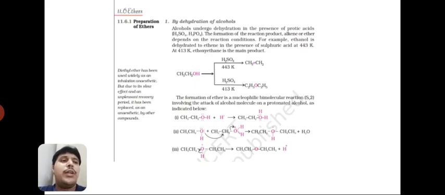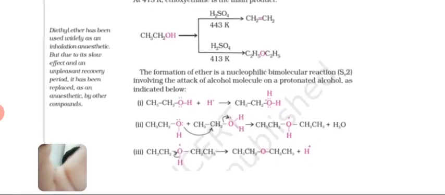But the point is of temperature. If we proceed with this particular process at 443 Kelvin, then ethanol gives ethene, or alcohol gives alkene. But when ethanol reacts at 413 Kelvin, then ethoxyethane is formed as the main product. So just by changing the temperature, in one condition ethanol gives ethene, in another condition ethanol gives ethoxyethane. Now I want to discuss the mechanism of this formation of ethoxyethane from ethanol.